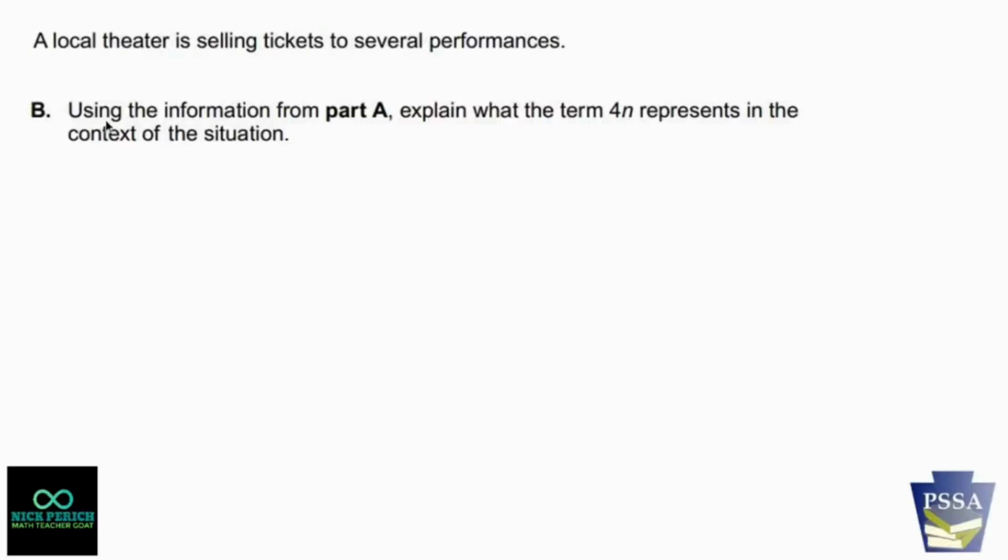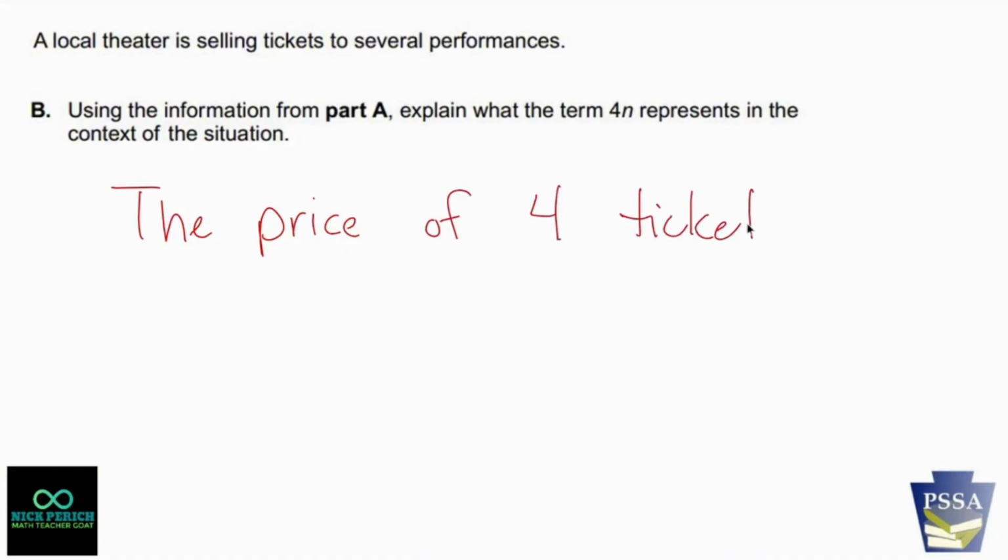Now part B is asking us to use that information from part A to explain what the term 4N represents in the context of this situation. Well, 4N represents 4 people buying tickets at N dollars per ticket. So we could say something like the full price of 4 tickets, or the price of 4 tickets before the discount. So we'll say that. The price of 4 tickets before the discount.